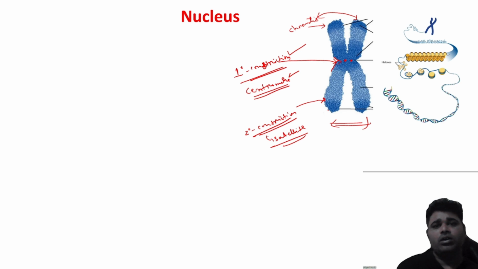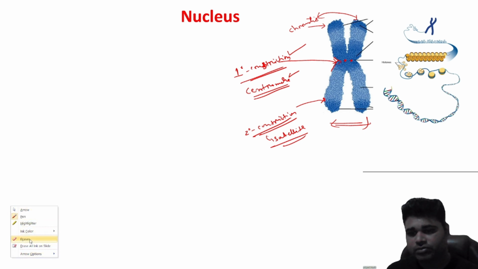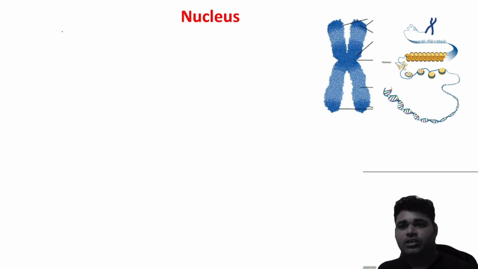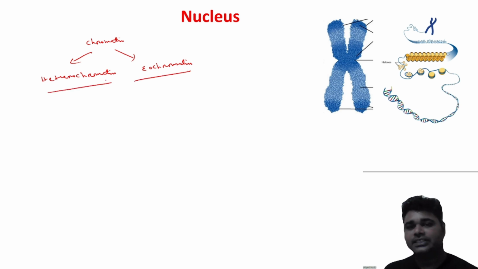So now look at the structure of the chromatin, that means how many types of chromatin are present. If we divide the chromatin, it is of two types. One is called the heterochromatin, another is called the euchromatin. So one is called the heterochromatin, another is called the euchromatin.